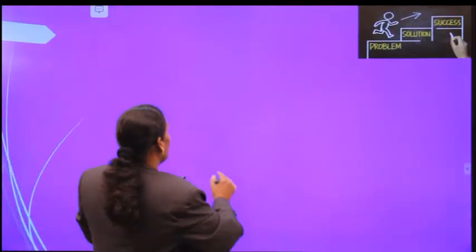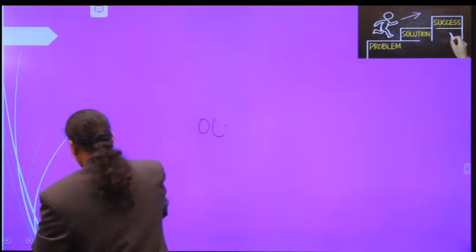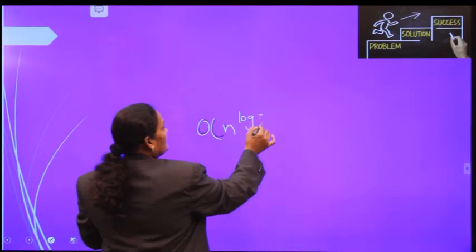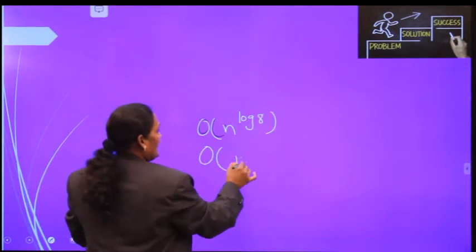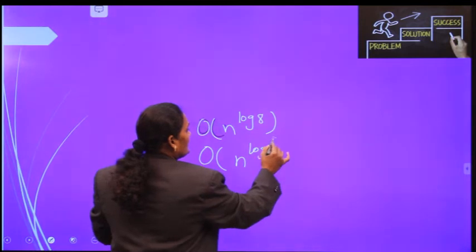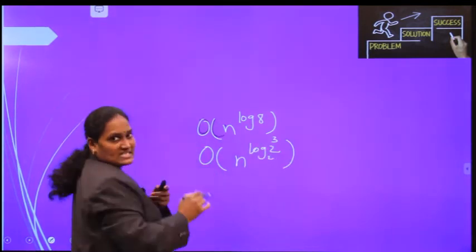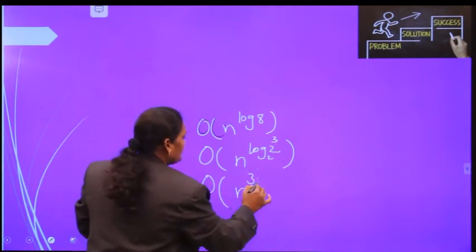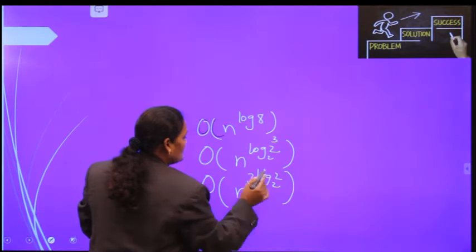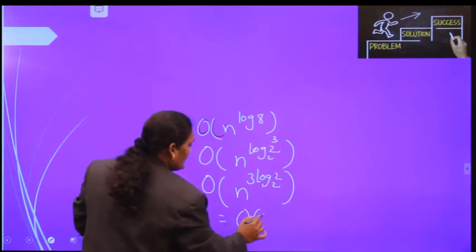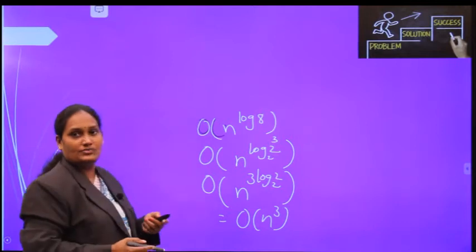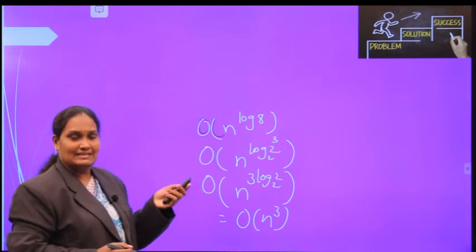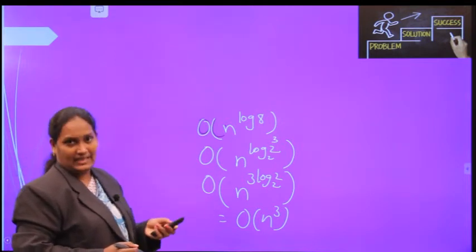Let us see. So here big O of n power log 8. So that is big O of n power log 2 cube. Here already base 2 is there. So that's why log 2 cube. This becomes big O of n power 3 log 2 base 2. Here log 2 base 2 is 1. So the time complexity is big O of n cube. So in case of the general matrix multiplication, the time complexity becomes big O of n cube.